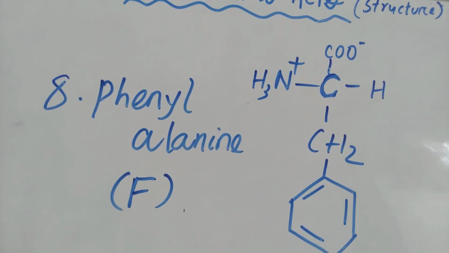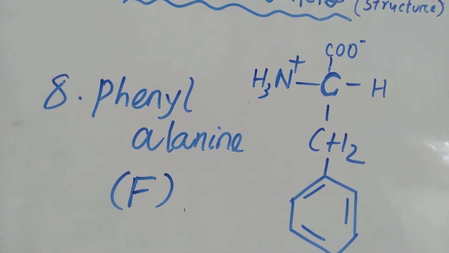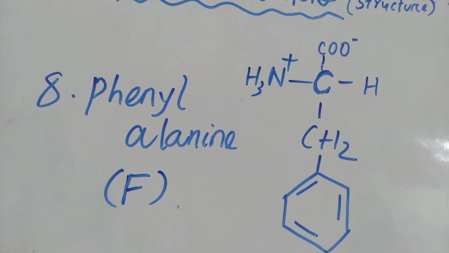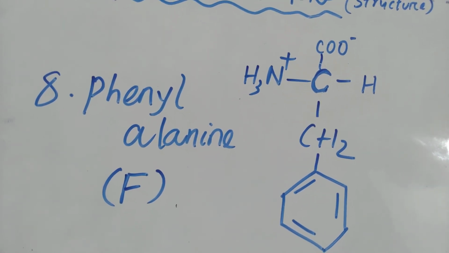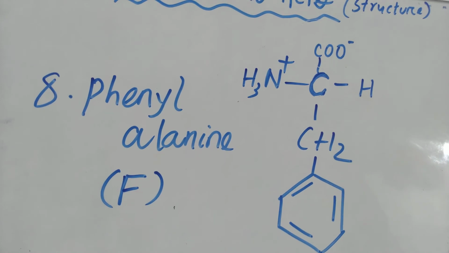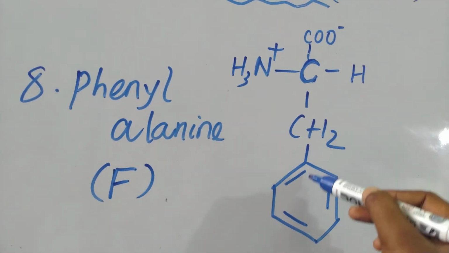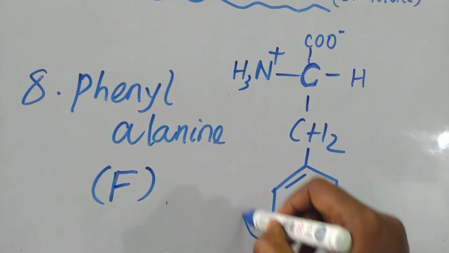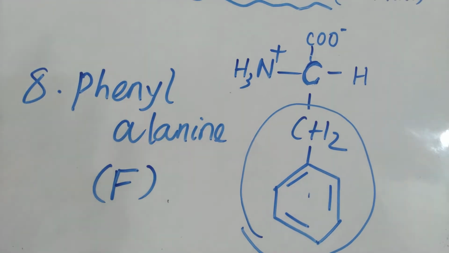The 8th one is phenylalanine. Just break the name, phenyl alanine, and remember the alanine structure. Alanine, the second amino acid, had only one methyl group. So here you have to connect only one phenyl group to the methyl group. So this is the R group connected to the central carbon of this amino acid.